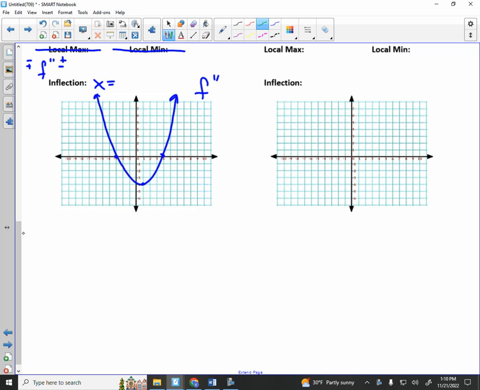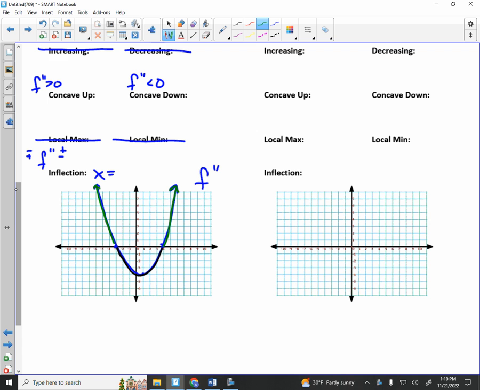Okay, eyes up here. In green, that is where F double prime is positive. In black is where F double prime is negative. So therefore, F is concave up when F double prime is positive. You should have negative infinity to -3 union 4 forward to infinity. That's where this graph is positive, so therefore F is concave up at that spot.